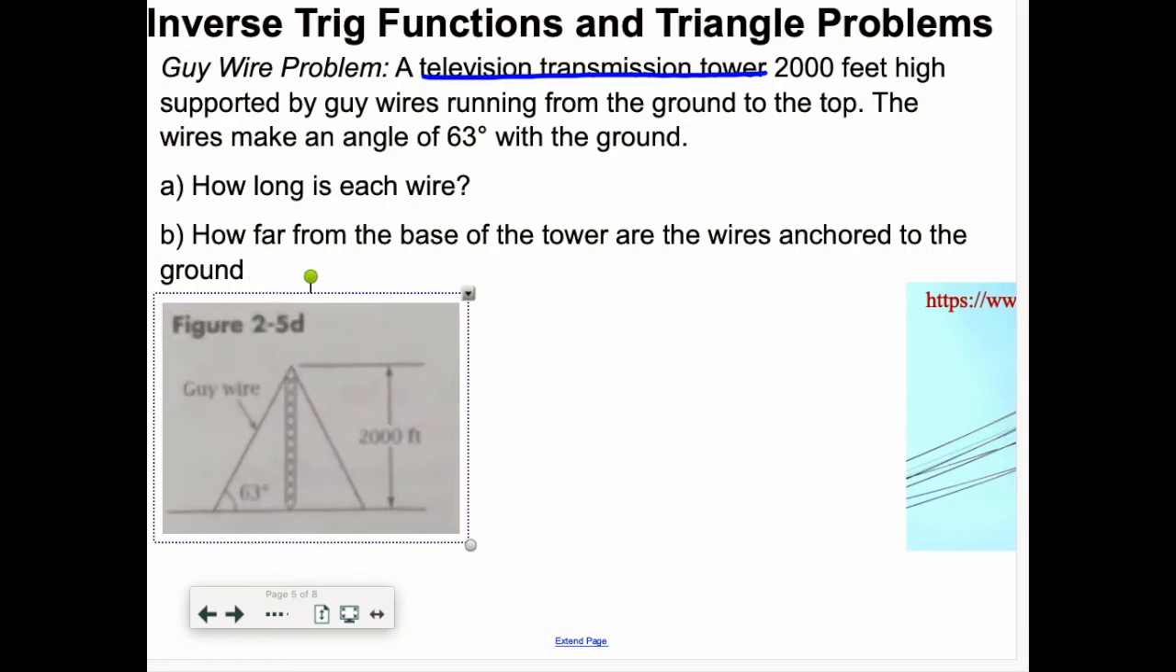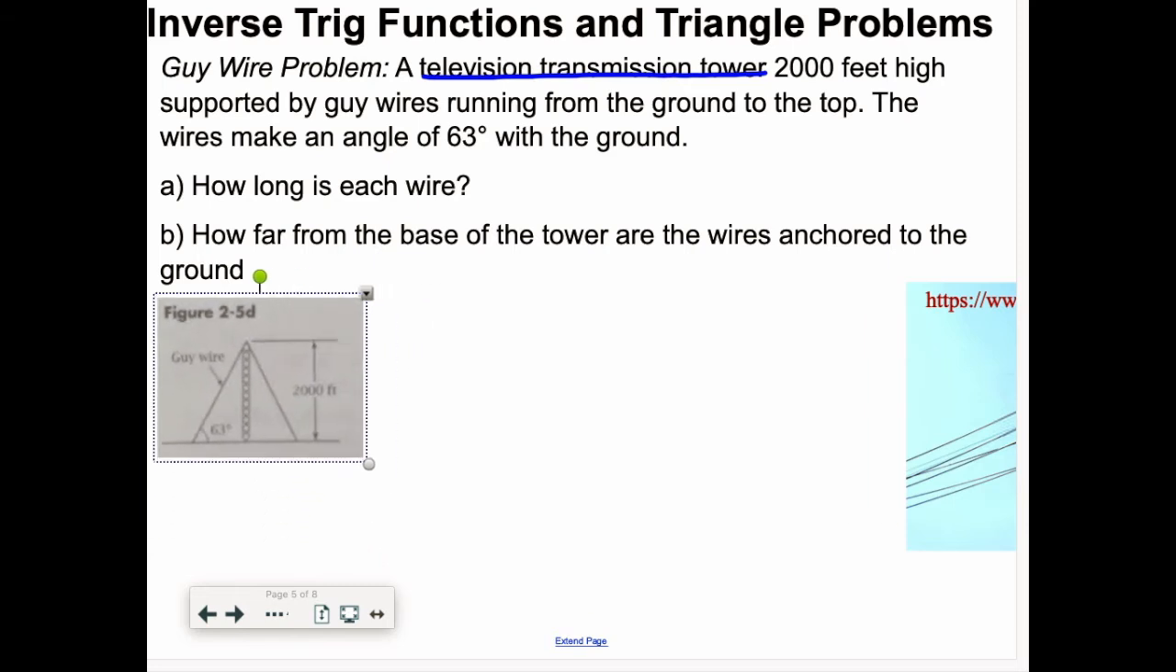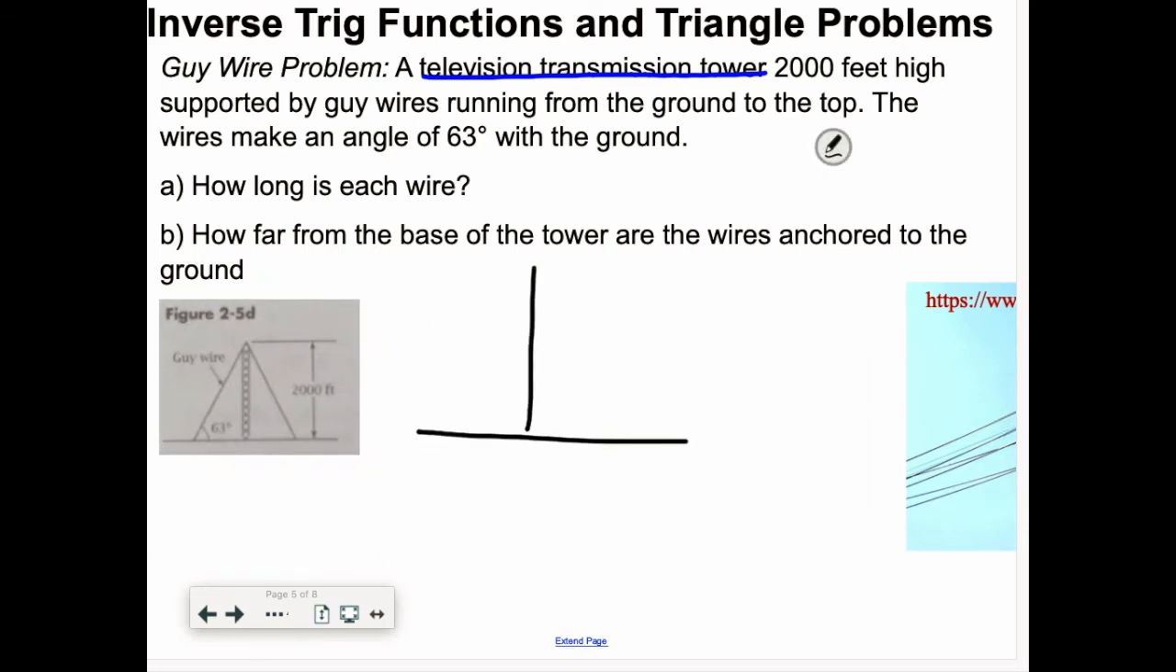You might have some difficulty in seeing this one, so I'm going to sketch it out again. We got our tower. We know it's 2,000 feet tall. We got a guy wire. We know it's 63 degrees to the ground. Cool. Now, it's helpful to label everything. How long is each wire? So that's our wire. I'm going to label it A because it's for part A. And then how far from the base of the tower are the wires anchored to the ground? Well, that's going to be my B right here. So that's going to be B. That's going to be A.